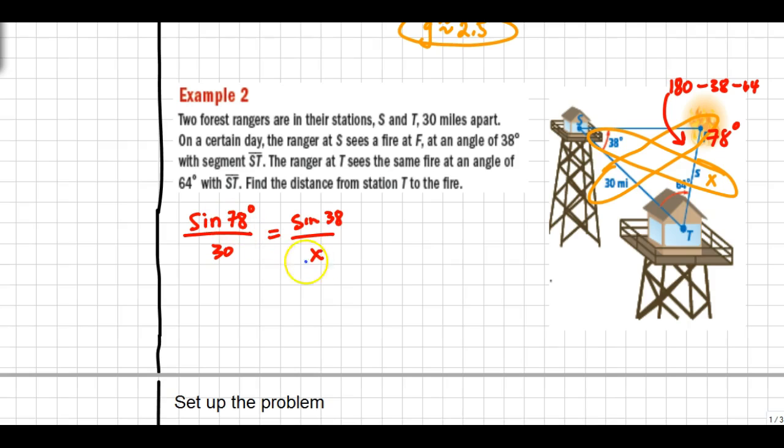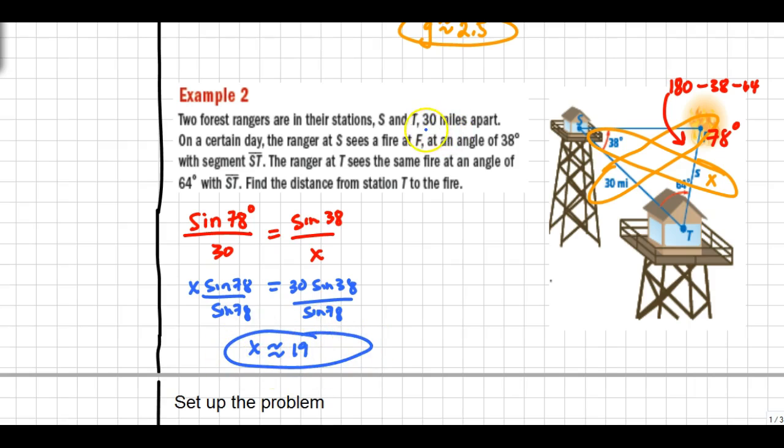We're going to go ahead now and cross multiply. I'm not going to draw the circles this time. Hopefully you can visually track how to cross multiply there. So we get x sine 78 equals 30 sine 38. To get x alone, I'm going to divide both sides by sine 78. And I grab my calculator, making sure it's in degree mode. I type in the top and hit enter, and then I divide by the bottom. And when I calculate there, I get about 19.